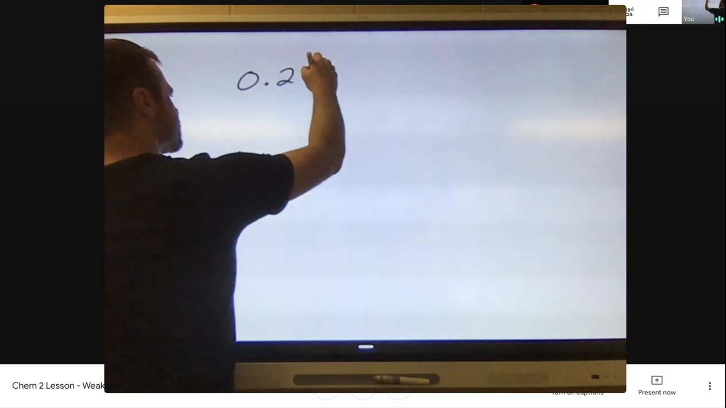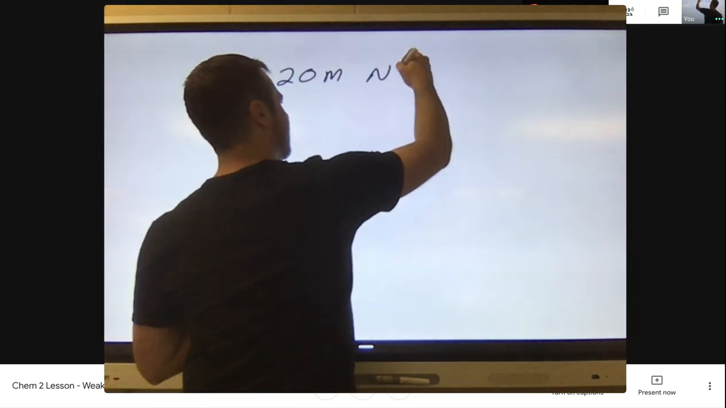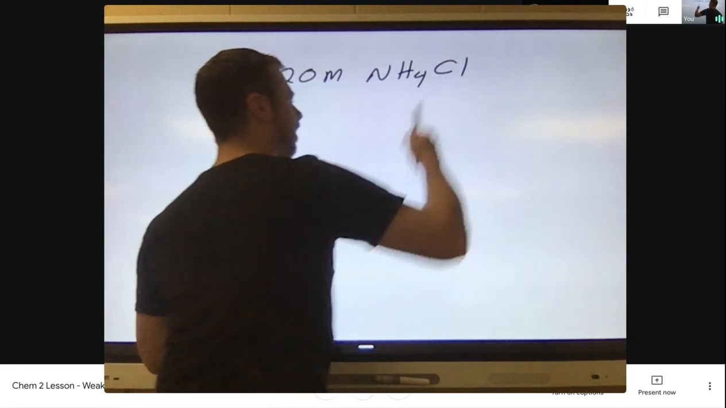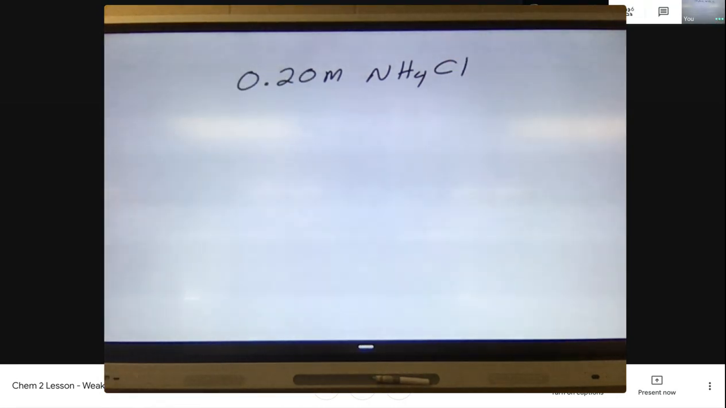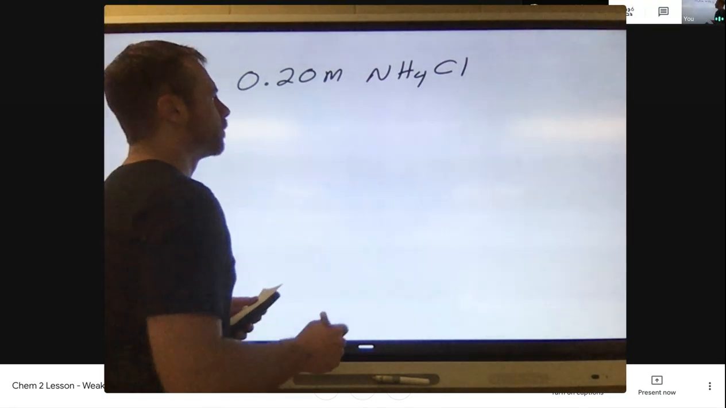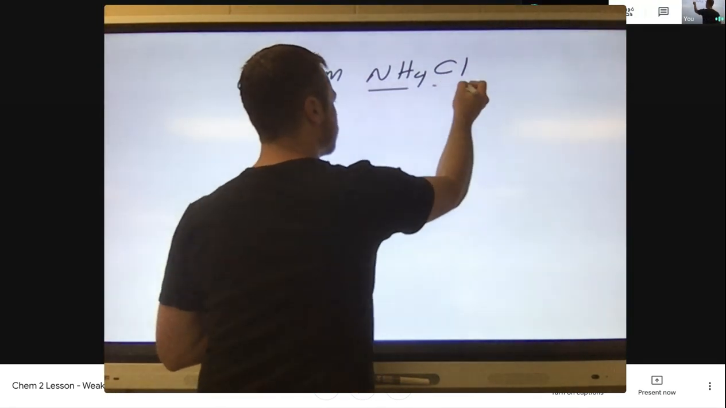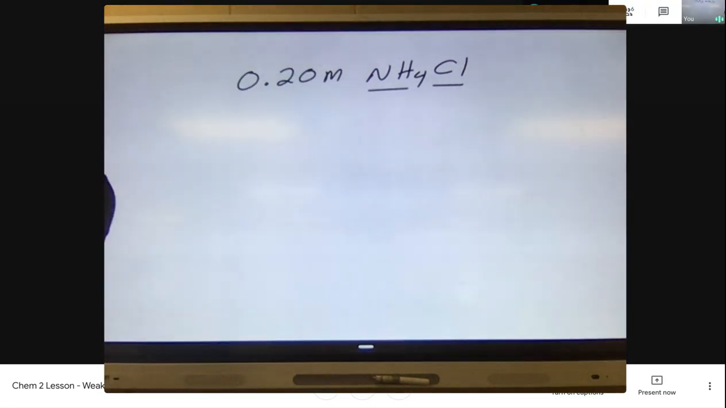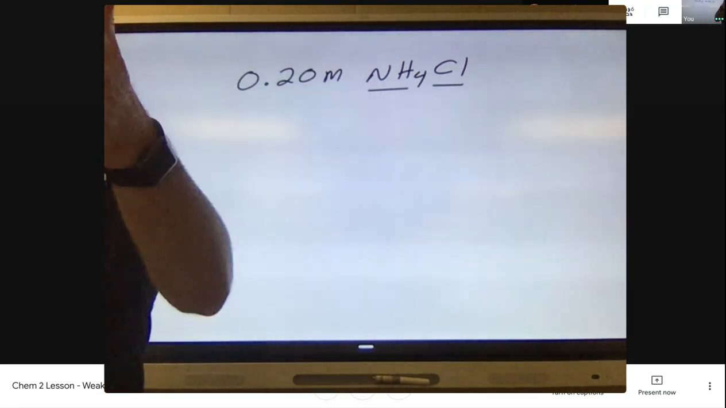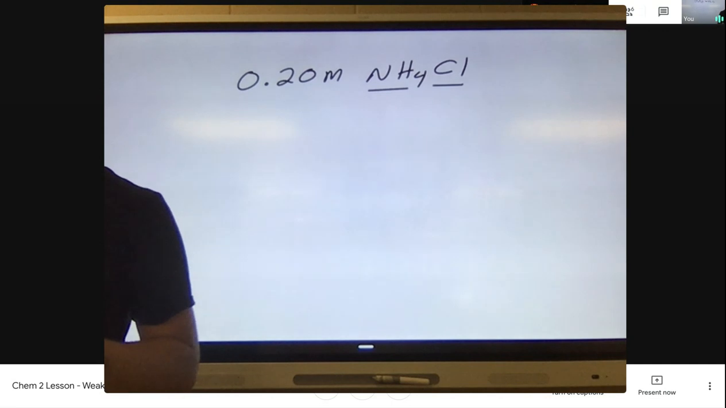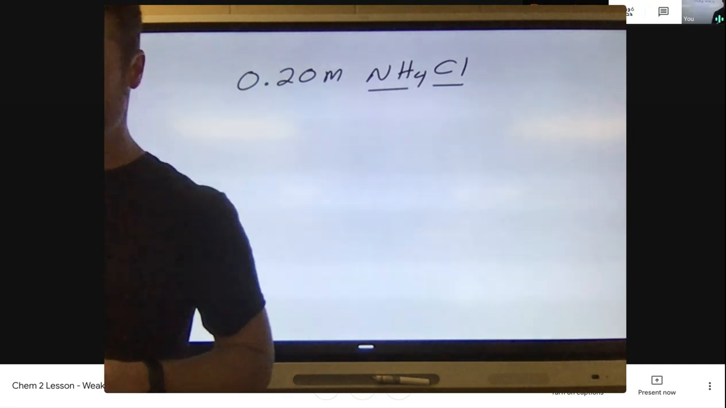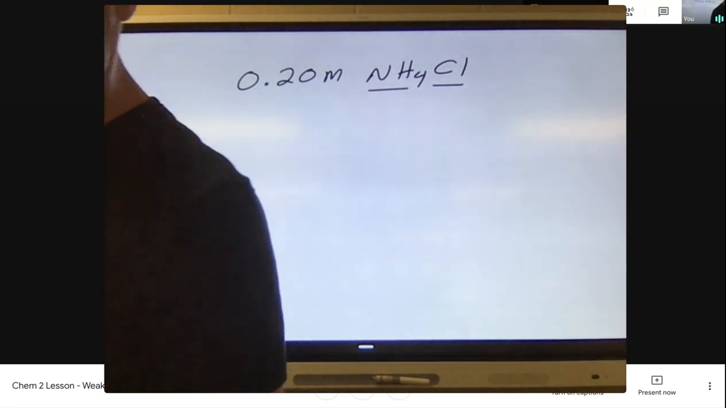Let's say it's 0.20 molar NH4Cl. Okay? All right, so we're going to go through and we're going to break this into the 2 parts, and we're going to look for something that looks similar to NH4 or Cl. Okay, so we're looking for Cl by itself.